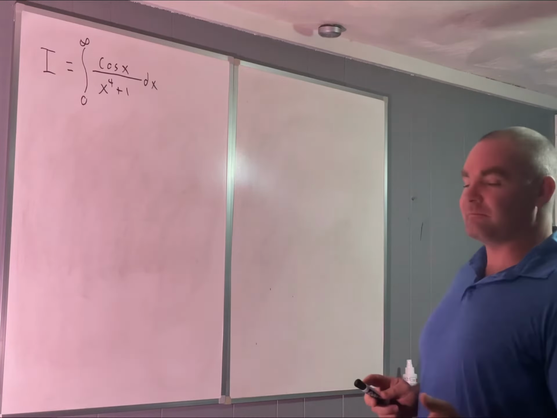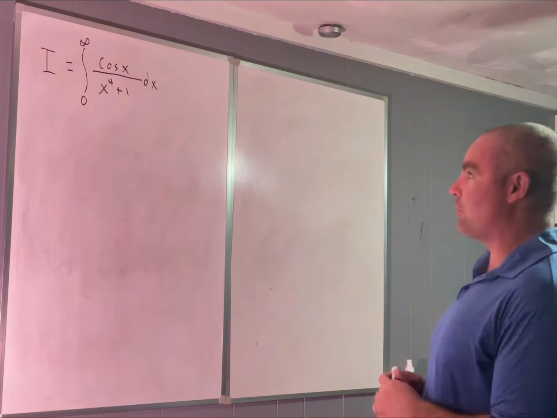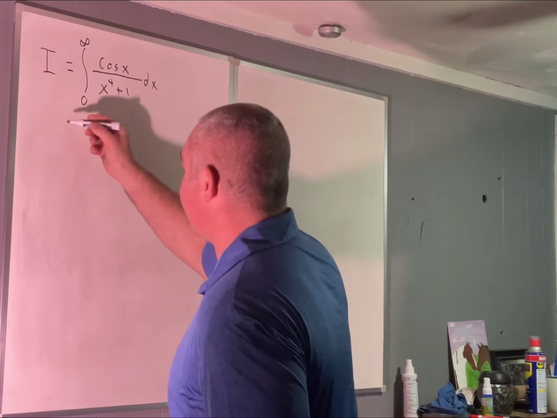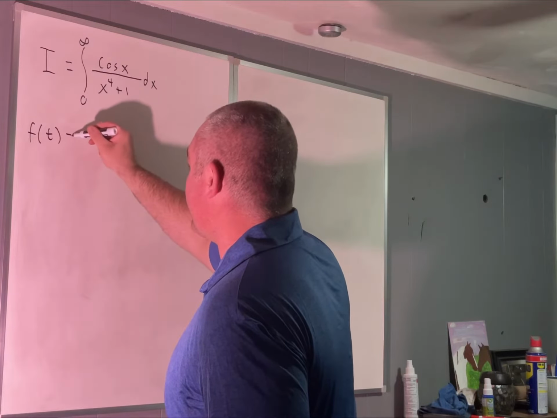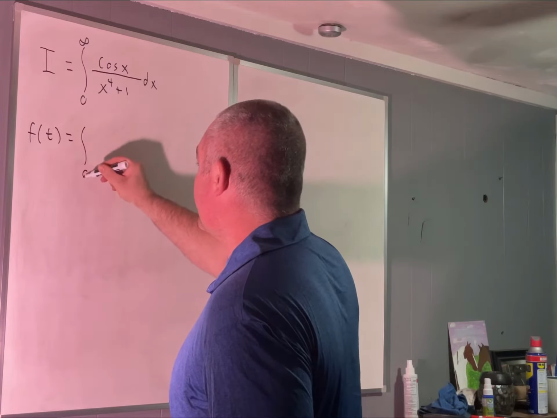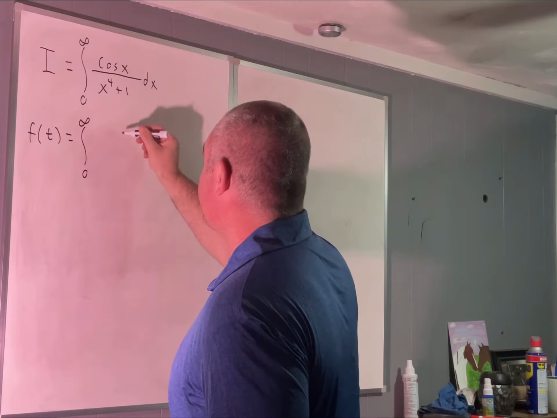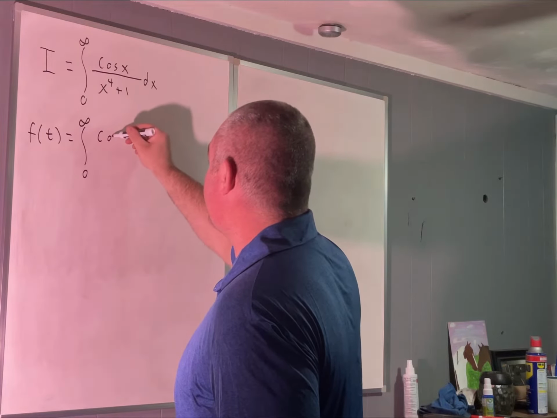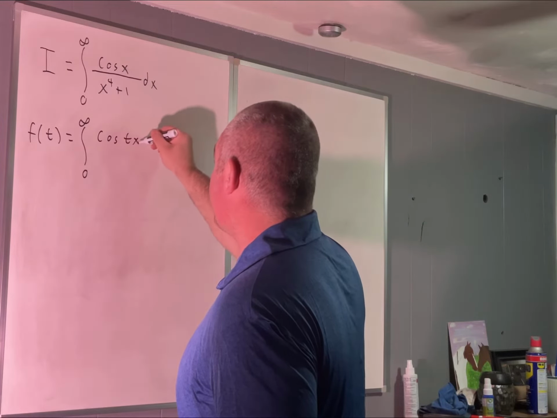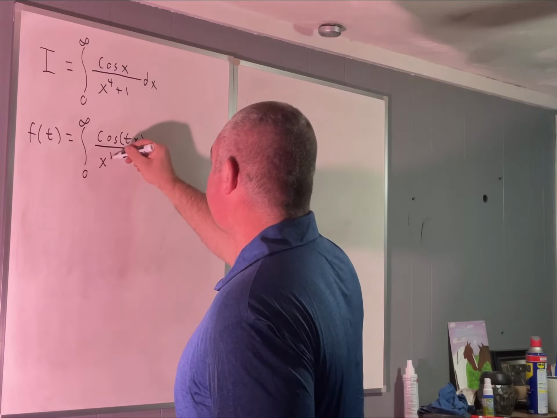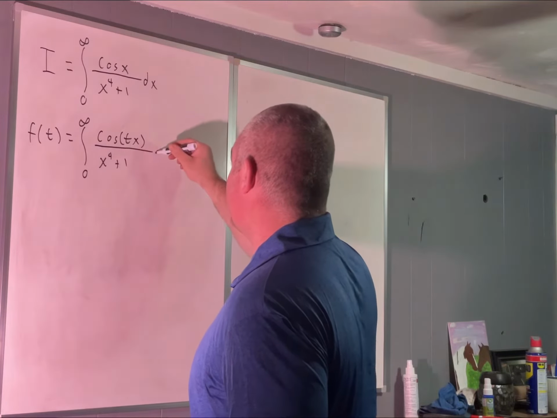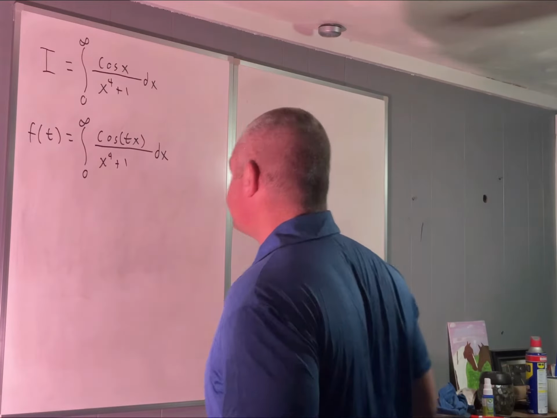It's going to start in a very familiar way. We're just going to create a function of t closely resembling our original integral. And it's going to be this, the integral from 0 to infinity of cosine of tx over x to the fourth plus 1 dx.